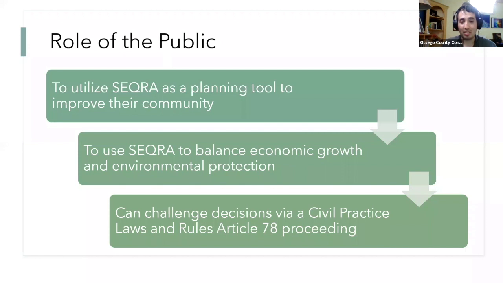And in these cases, the public has to play the role of enforcer, in that they have to challenge the agency that made the decision via a Civil Practice Law and Rules Article 78 proceeding. And they have to use that challenge to point out a problem with the SEQRA review process and rely on the courts to decide if that problem is valid and if any corrections need to be made.